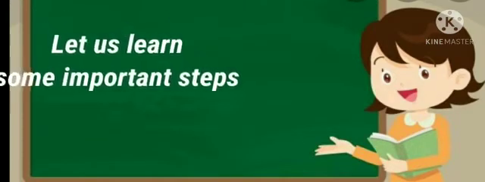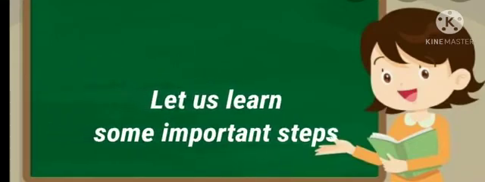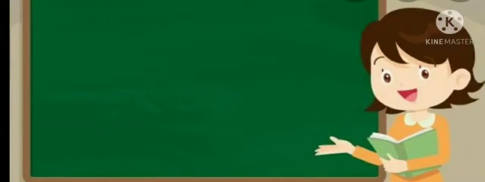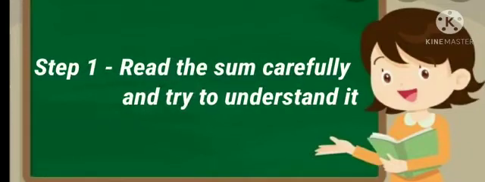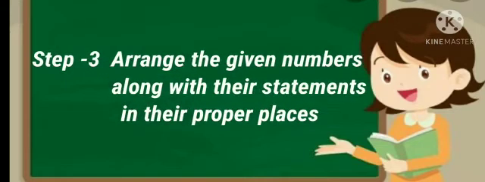Before we start, let us learn some important steps. So it will help us to solve our word problems in an easier way. Step 1, read the sum carefully and try to understand it. Step 2, find out what is given or what information is given. Step 3, arrange all the given numbers along with their statements in their proper places.